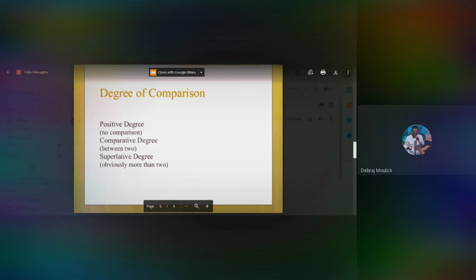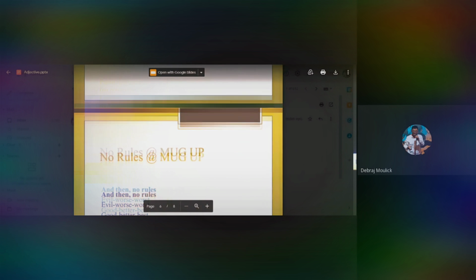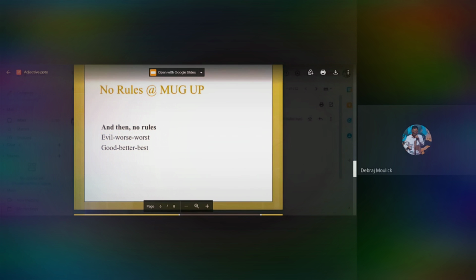We have positive degree when there is no other comparison. We have comparative degree when there are two, and then there is superlative degree, obviously more than two. Now let us see what are the rules of change, how to change from positive to comparative or comparative to superlative. So the first rule is going to be your favorite because you people don't follow any rules, right? First rule is there is no rule.